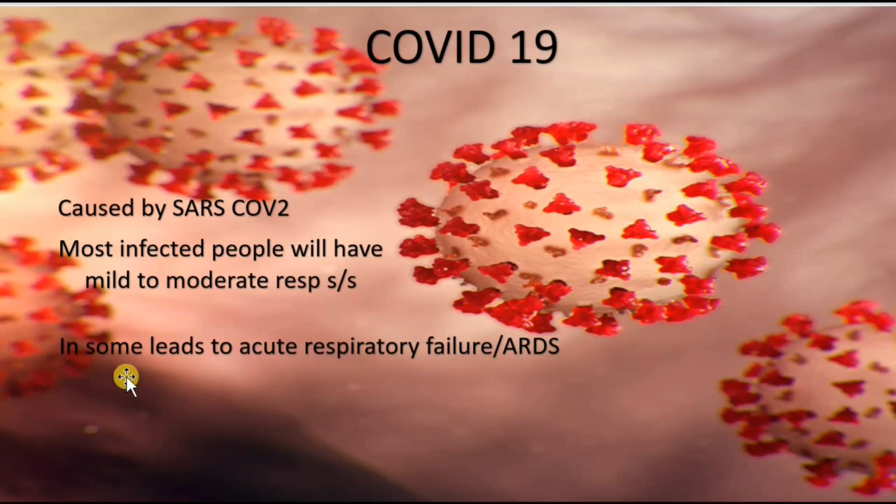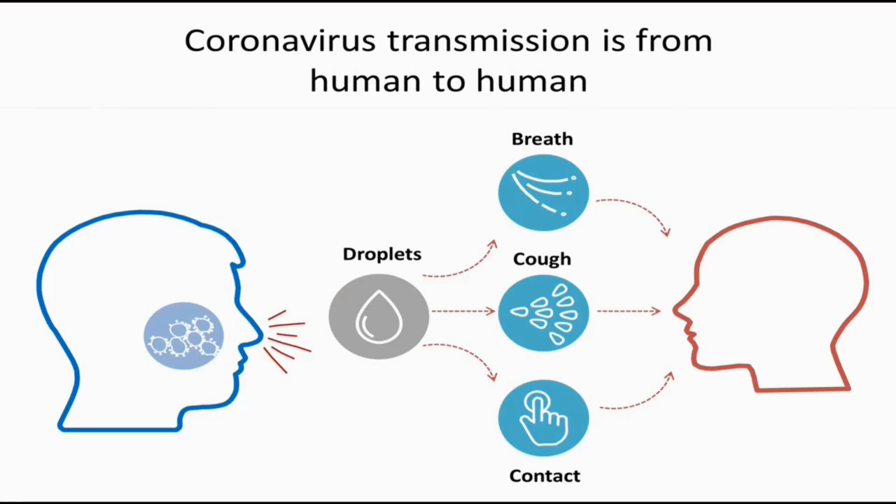But in some, it can lead to severe respiratory signs and symptoms, leading to acute respiratory failure and ARDS, that is acute respiratory distress syndrome. And today we will learn how COVID-19 leads to ARDS. How is coronavirus transmitted?